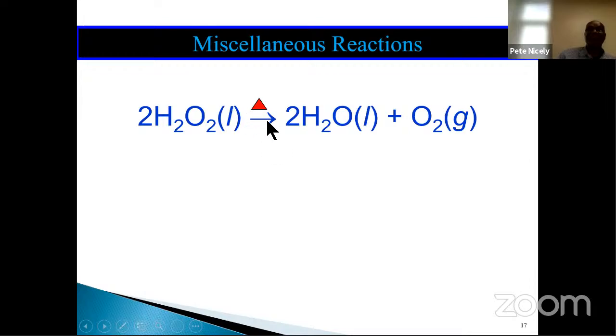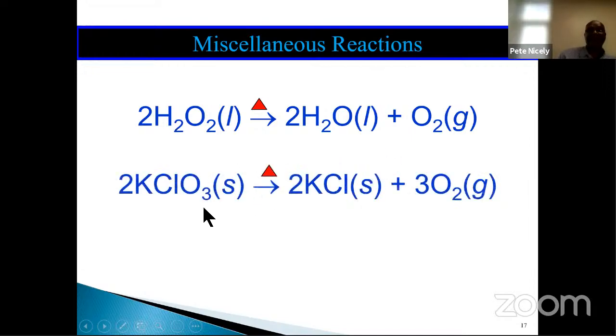But in actual fact, if you just leave hydrogen peroxide open to the atmosphere, the reaction will take place at a very slow rate, but the reaction will happen, and you're going to end up with oxygen and water being formed. Here's another example. Now, this one requires heat.